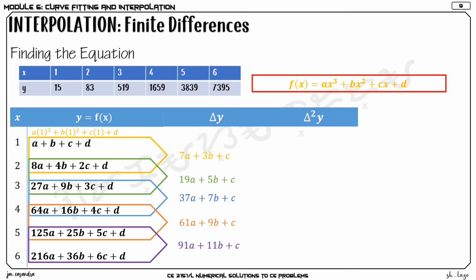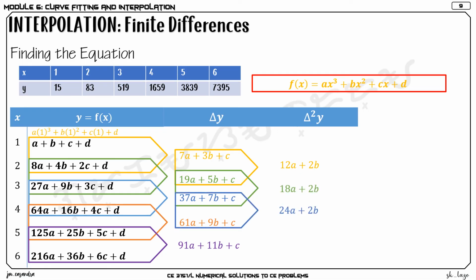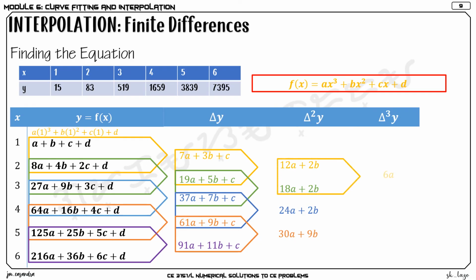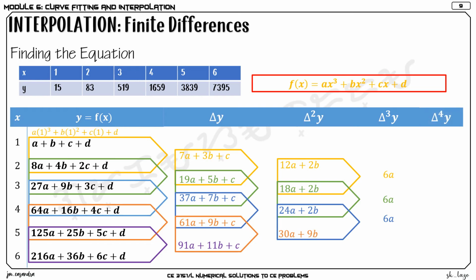Then we move on to the second degree of delta. So we get 19a minus 7a is 12a plus 2b. Then we get 18a plus 2b, 24a plus 2b, and 30a plus 9b. And for the third degree of delta y, we get 6a for all of our delta. So again, if we continue with the fourth degree of delta y, we will get a value of 0.